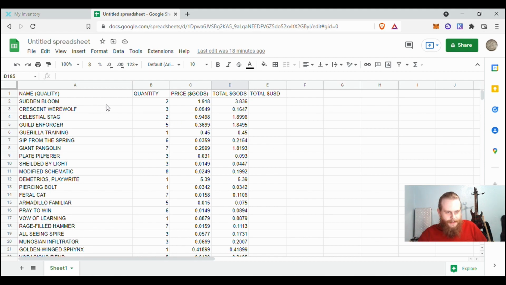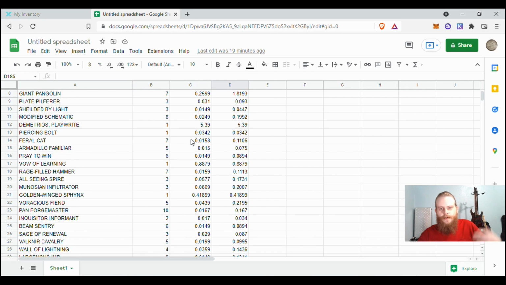So, as you can see, we've got the quantity of cards listed here, as well as the quality, the name, and the price. Anything you don't see a quality of, they were just your standard meteorite cards. Then I have the total Gods of the quantity, and the Gods makes total. And then I left the total USD blank because I just filled in one square at the very bottom to show exactly how much USD it was. As you can see, Sudden Bloom, we had two of those. Crescent Werewolf, three of those. Celestial Stag, two of those. Guild Enforcer, five of those. Gorilla Training, and Sip from Spring, and so on and so forth.